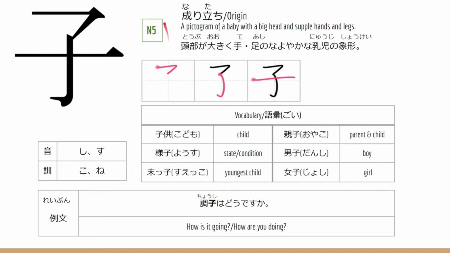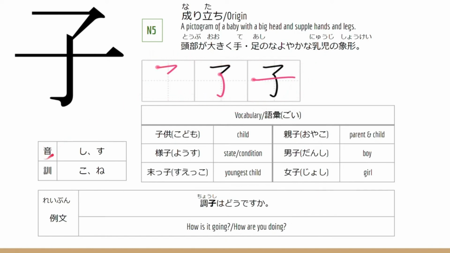Here we have added the JLPT level of each kanji. This kanji is the JLPT N5 Kanji. 成り立ち or origin: a pictogram of a baby with a big head and supple hands and legs. 頭部が大きく、手、足のなよやかな乳児の象形。This is the stroke order for this kanji.